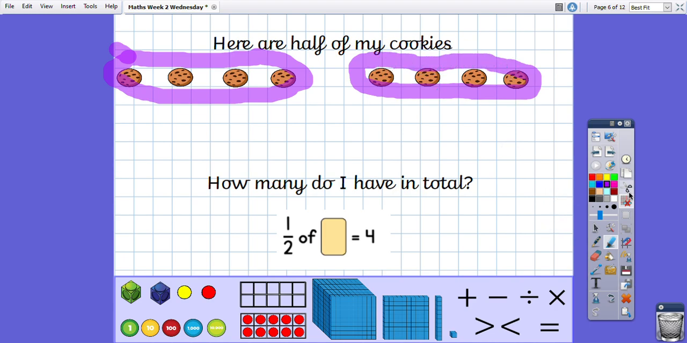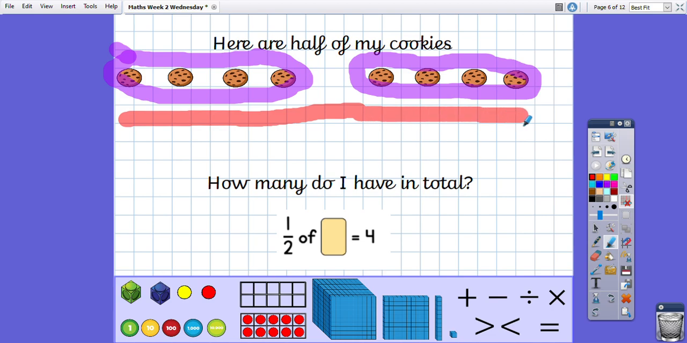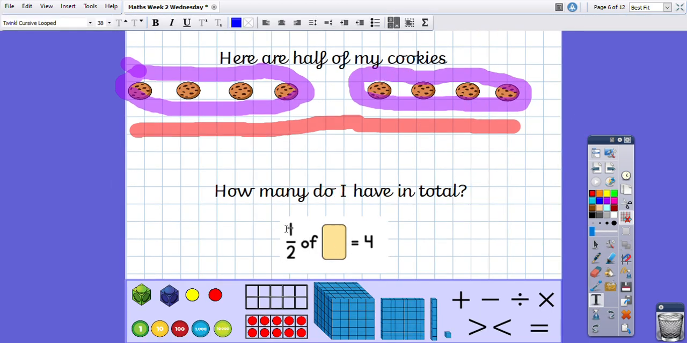Okay, so in total, how many cookies do I have altogether? So here's half and here's the other half. So if I put them all together to make a whole, what is my whole packet of cookies? How many were in the packet? I've got 1, 2, 3, 4, 5, 6, 7, 8. So the answer would be 8. 1/2 of 8 equals 4.